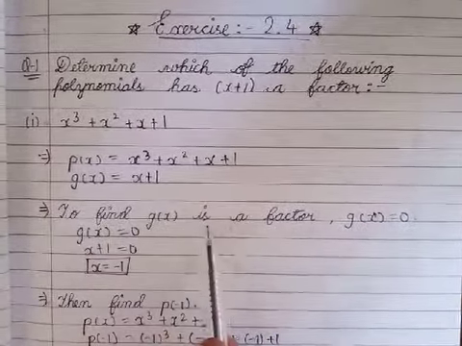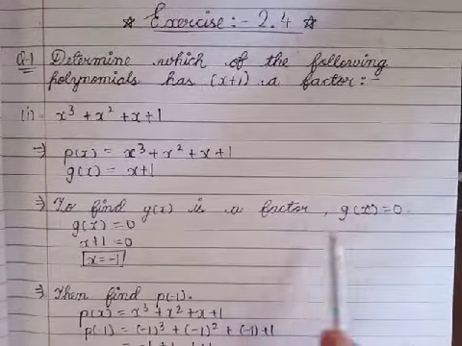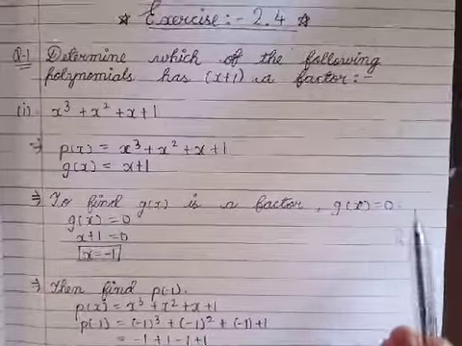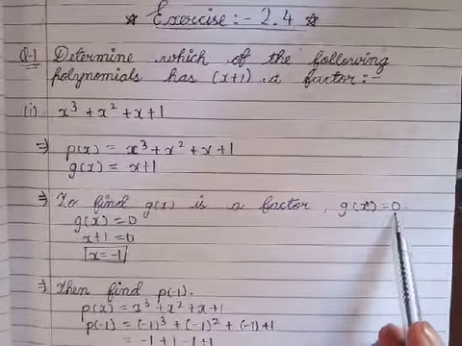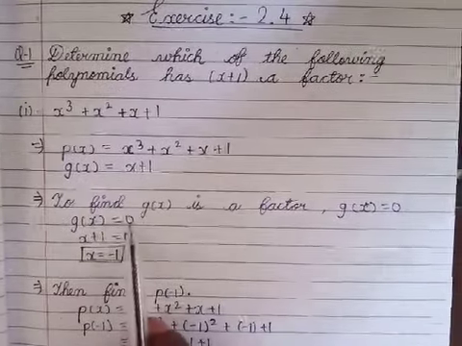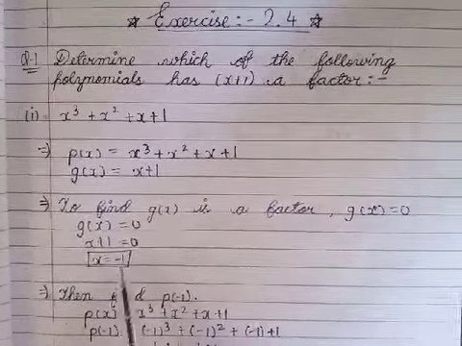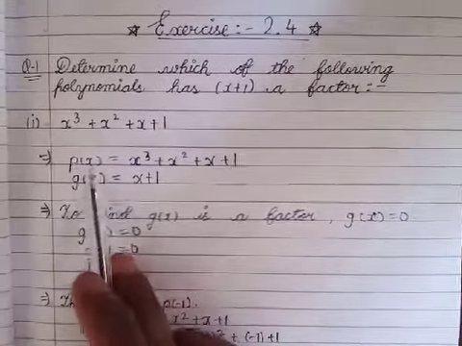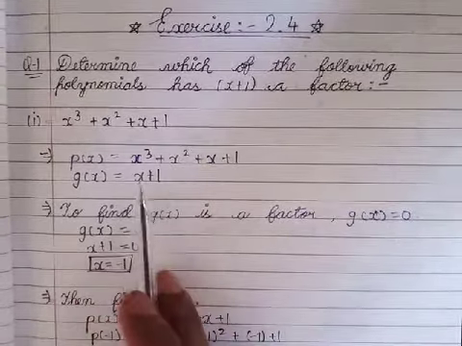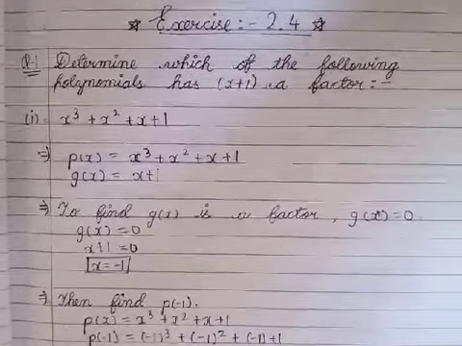To find whether g(x) is a factor of p(x), we have to equate g(x) is equal to 0. So x plus 1 is equal to 0, x is equal to minus 1. Now we have to find p of minus 1. If it becomes 0, then x plus 1 will be a factor of the given polynomial.